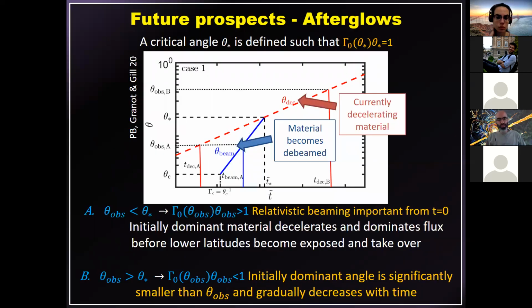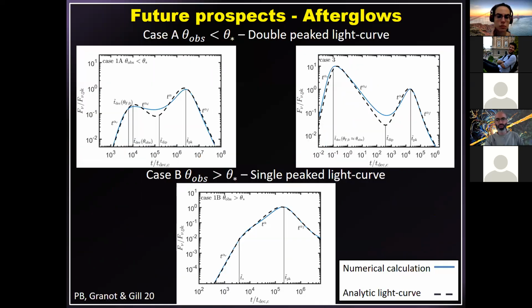So this is also summarized here in this plot where you see theta as a function of time, and you see that there are two types of behaviors in terms of the order of theta beam and theta dec, depending on if the viewing angle is greater than theta star or smaller. And the result is basically that we can get either a double-peaked light curve or a single-peaked light curve. So if theta observed is smaller than theta star, we will get this double-peaked light curve. And if it's vice versa, we will get a single-peaked light curve.